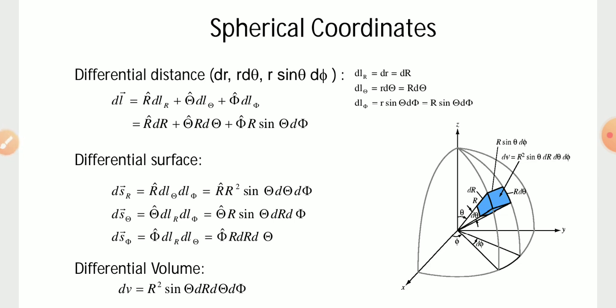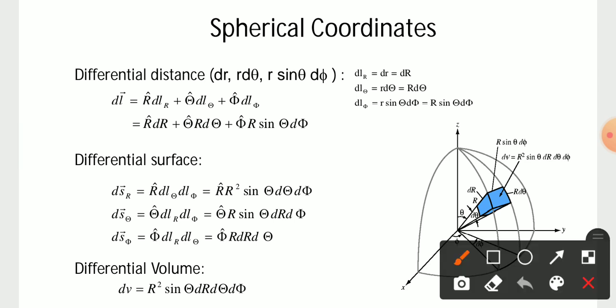Differential distance: now we know that for a small change of r, it is defined as dr. For a small change of theta, the length displacement will be r d theta, and for a small angular displacement of d phi, the length displacement will be r sin theta d phi.